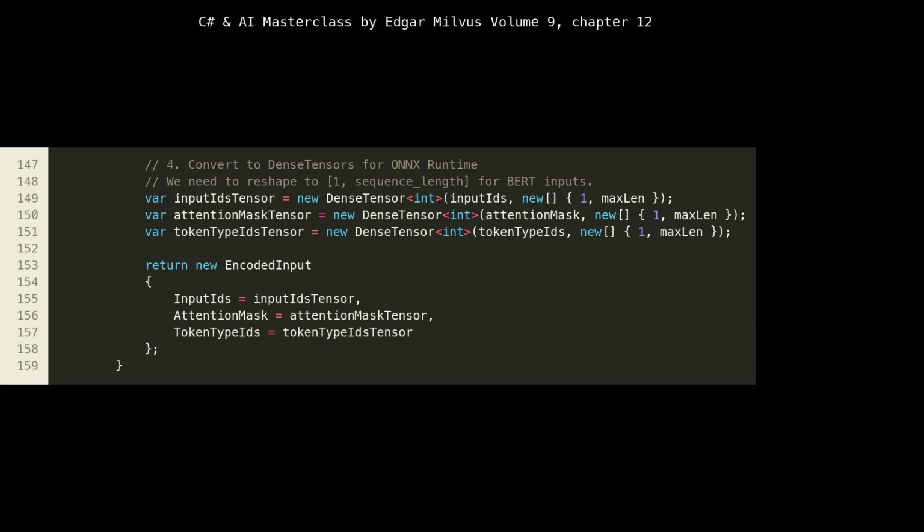Finally, at lines 153 to 158, we encapsulate these 3 tensors into an EncodedInput object, which provides a clean and structured way to return all the necessary BERT inputs from our tokenizer.